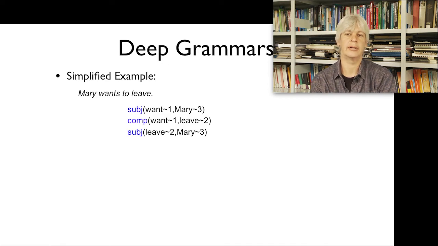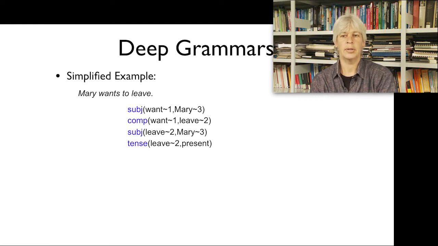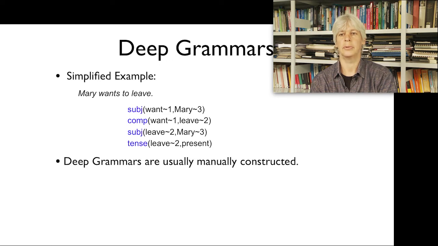So what we know now is that Mary is the subject of both want and to leave. It's acting as a subject for both of those verbs. It's a control construction. And we also know something about the tense, that it is present tense, so that leave is in the present tense. She wants to leave now.